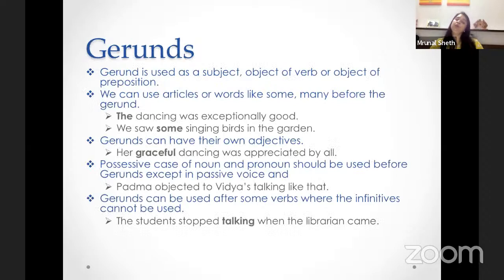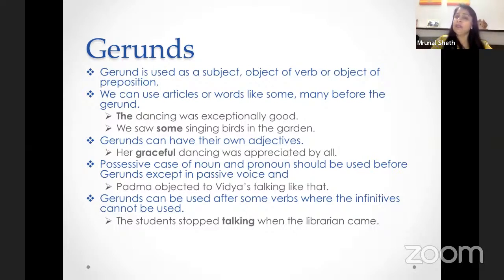So first of all, we will be learning about gerunds. As I said, gerunds are always nouns. A noun can be used as a subject. A noun can be an object of the verb or object of the preposition. So a noun can come in three places in a sentence, right? It can either be a subject or an object. So it could be a direct object, indirect object, or an object of preposition. So let's see how, and there are a few things.